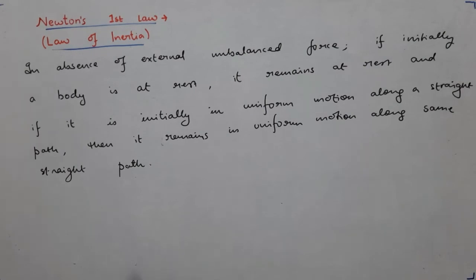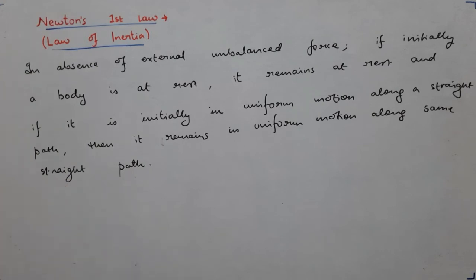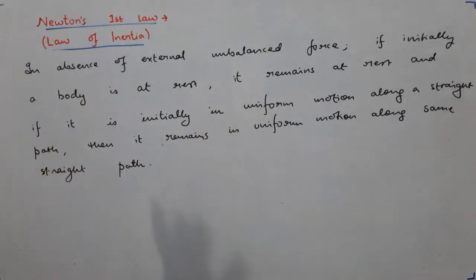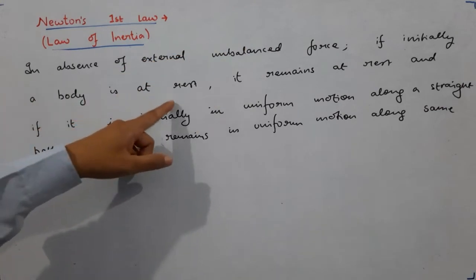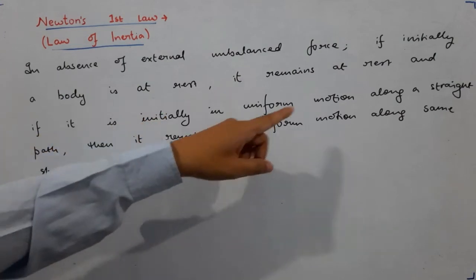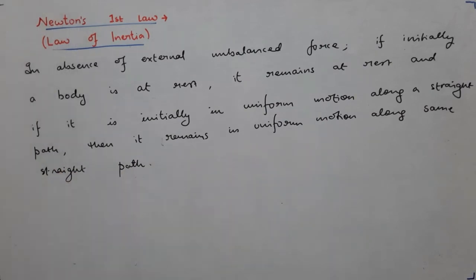So we can now write the statement for Newton's first law. I have put it in my own words. I encourage you students to also try to put it in your own words. No technical terms should be missing from your definition. I suggest you first go through the definitions as given in your textbooks or from other sources, then you can put them in your own words. I have used a language which will be easy for you to understand. In absence of any external unbalanced force on a body, if initially the body is at rest, it remains at rest, part A. And if it is initially in uniform motion along a straight line, it continues to remain in uniform motion along the same straight line. So this is the statement of Newton's first law.